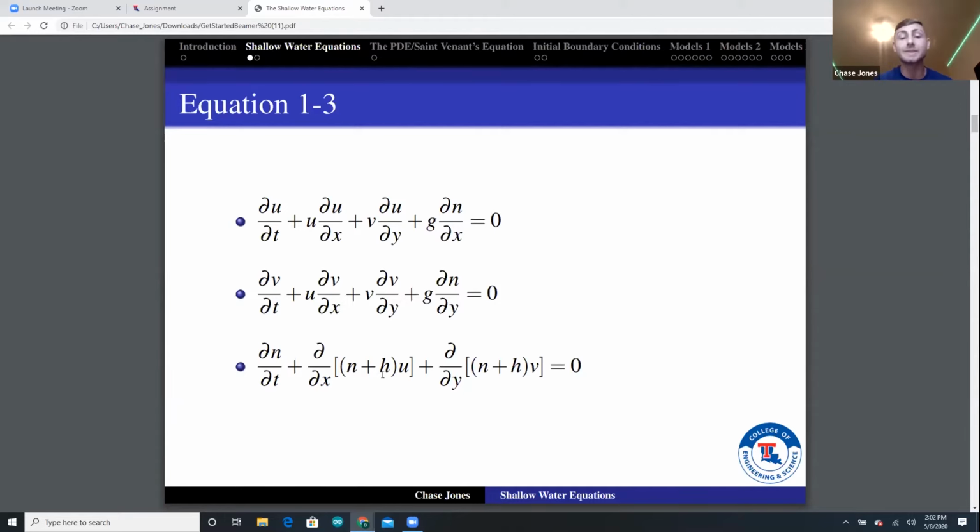And this η here is the free surface. In our case, the free surface is obviously the sea surface profile, so how the water is moving. This H is the seafloor topography, also known as the seabed. I'm going to use those interchangeably throughout the presentation.